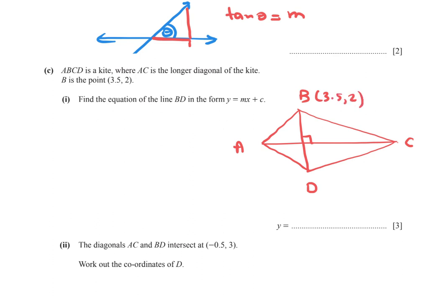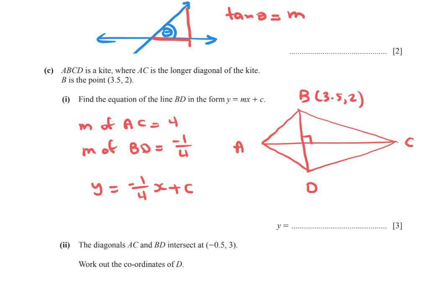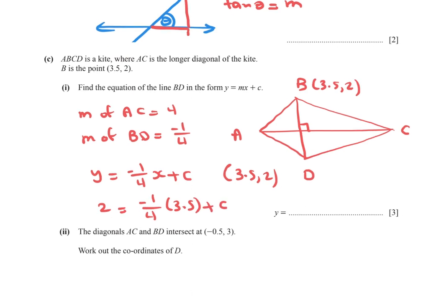We need to find the equation of the line BD. BD is perpendicular to AC, and we have the gradient of AC equals 4. So the gradient of BD, because it is perpendicular to AC, is negative 1 over 4. So the equation of BD is y equals negative 1 over 4 x plus c. And we have the point B, 3.5 and 2. Now you can substitute. So 2 equals negative 1 over 4 times 3.5 plus c. Then you can find c.